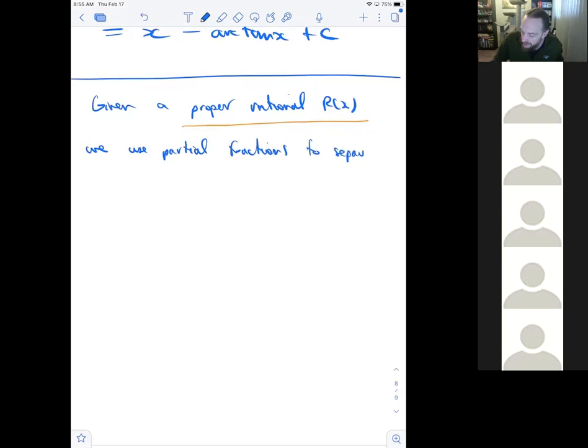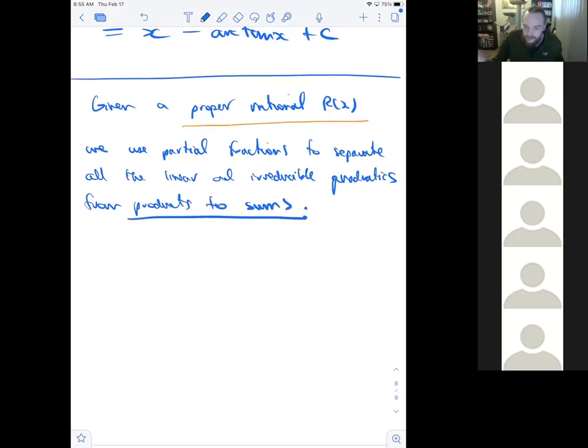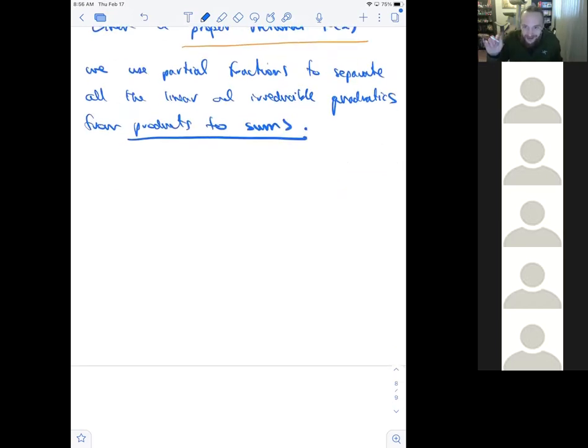To separate all the linear and irreducible quadratic powers from products to sums. So what do we mean by that? I'll go through what the guesses are in each case. There's actually only 2 cases, but I'll go through them in 4 cases.